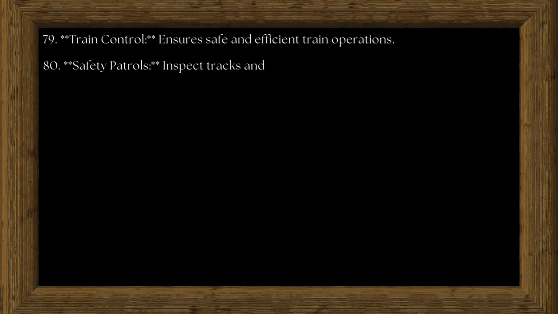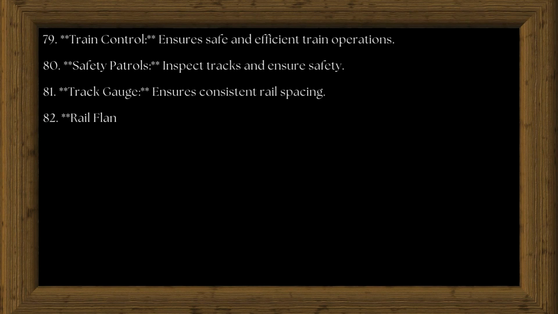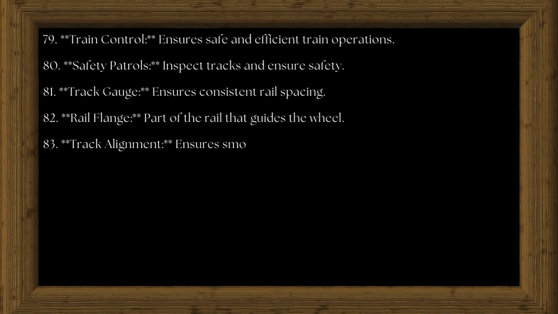Safety patrols: inspect tracks and ensure safety. Track gauge: ensures consistent rail spacing. Rail flange: part of the rail that guides the wheel. Track alignment: ensures smooth and safe train travel.